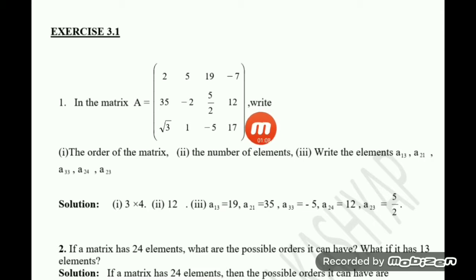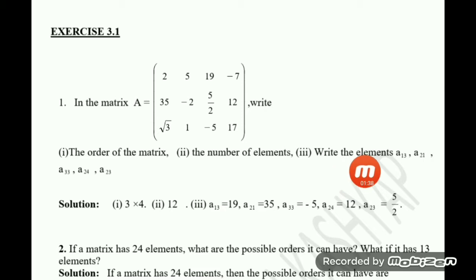And what is the number of columns? 1, 2, 3, 4. So the number of columns is 4. So what is the order of the matrix? First write down the number of rows, then the number of columns. That is 3 by 4. And next question, the number of elements. That means how many elements are present there? Without counting them, if you just multiply 3 and 4, you will get 12. So the matrix has 12 elements.